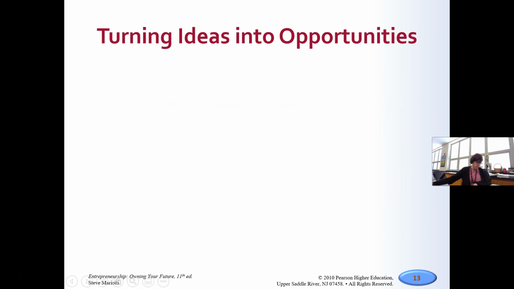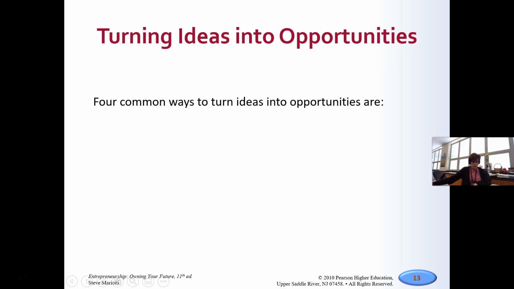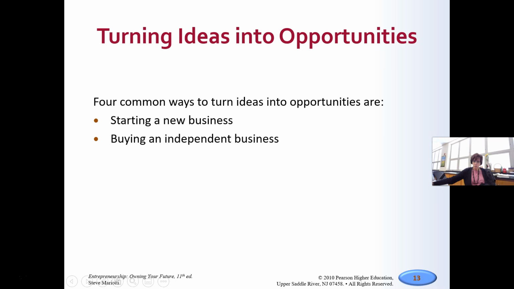So how do we turn these ideas into opportunities? Well, you don't have to come up with something brand new. You can just buy an existing business. But there are 4 definite ways that you can come up with ways to turn an idea into an opportunity. The first one is you can start a business from scratch. Now, when you start a business from scratch, it is the most difficult way to do this because you are starting from the ground and you're building the business. So the biggest disadvantage is that risk or uncertainty that you have in starting your business. You don't have something that's tried and true, so you have to prove that it's going to work.